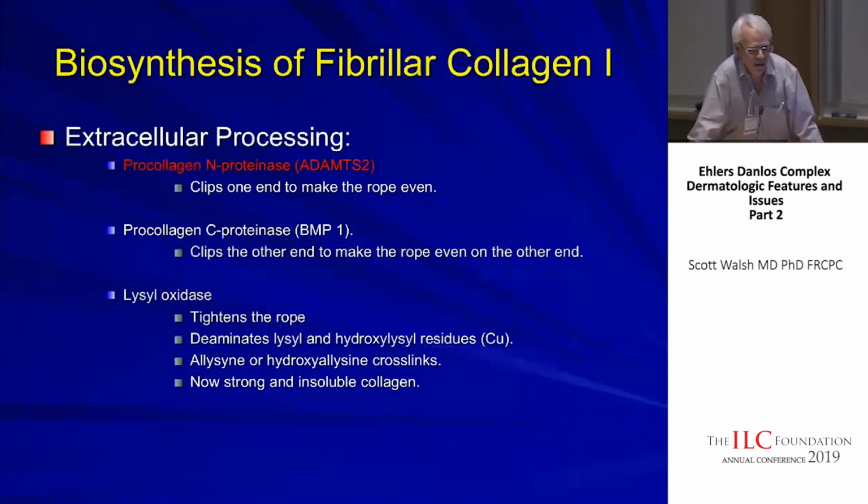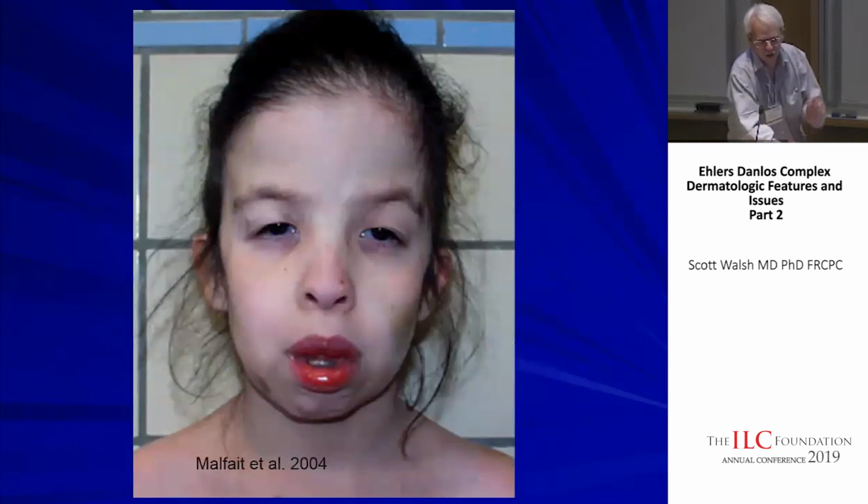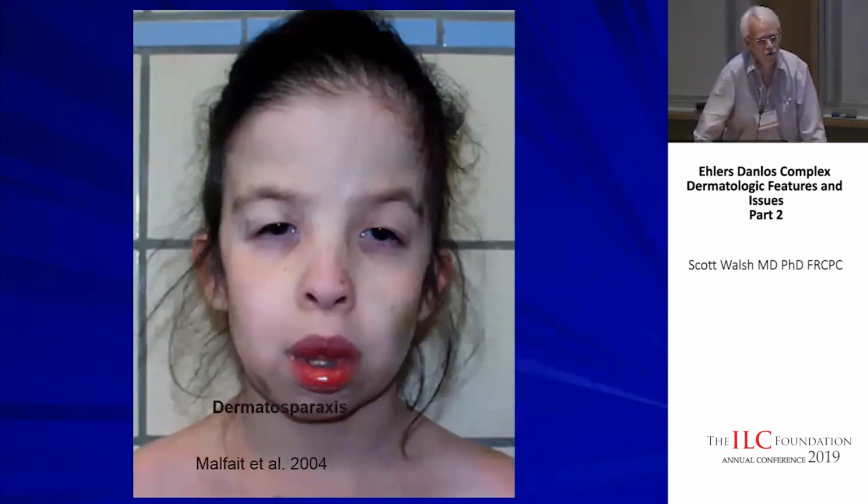So if you can't cut off the ends of the molecule, then you get another type of Ehlers-Danlos, and this is Dermatosparaxis type. And Dermatosparaxis type, because you didn't cut off the end, the collagen molecules don't come together properly and they sheer apart very easily. And so Dermatosparaxis type is characterized by easy wounds. So the skin can just shear off.